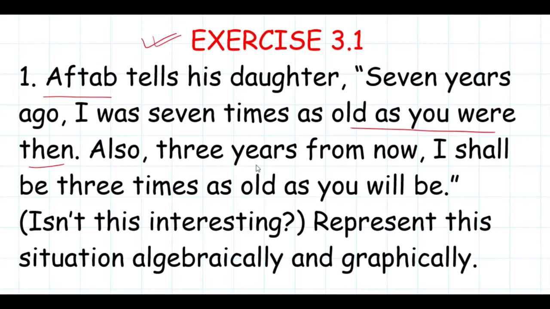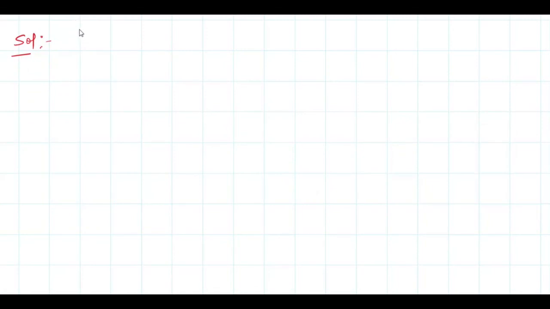Now, first of all, let's simplify the statements. Let the present age of Aftab be x years and the present age of Aftab's daughter be y years. We will solve this question by assuming these two things.